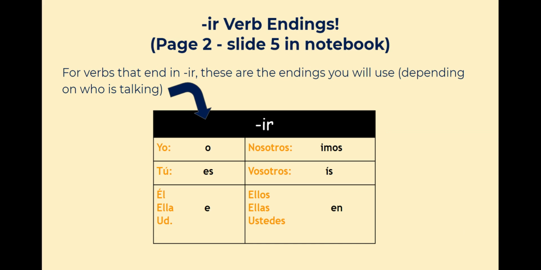Lastly, we have IR verbs, and this is also in our grammar notebook. It's slide 5. And we have very similar endings to our ER verbs. So we have for the yo form, that ends in O, like always. Our tú form ends in ES, that's the you. He, she, and a formal version of you, so él, ella, usted, ends in E. Nosotros ends in IMOS. Vosotros ends in ÍS with the accent on the I. Ellos, ellas, ustedes ends in en.